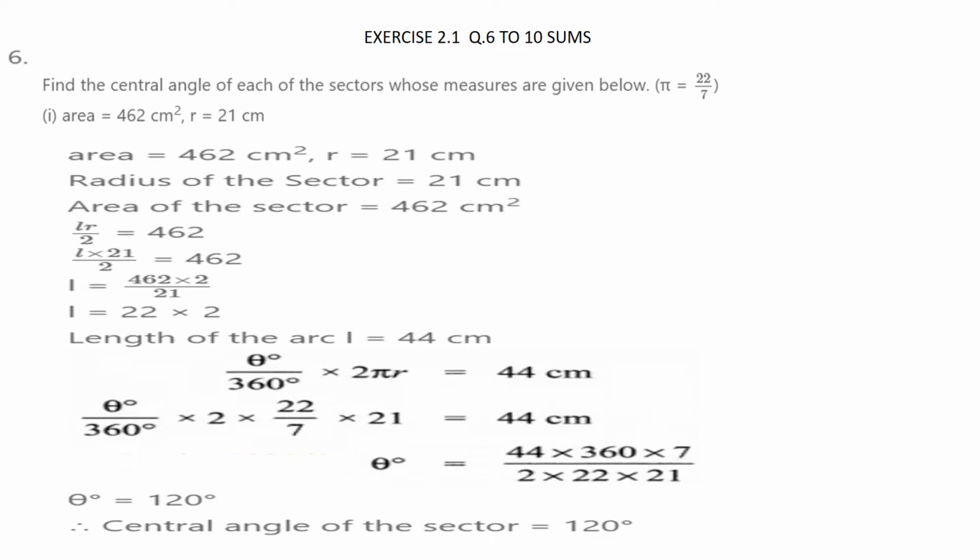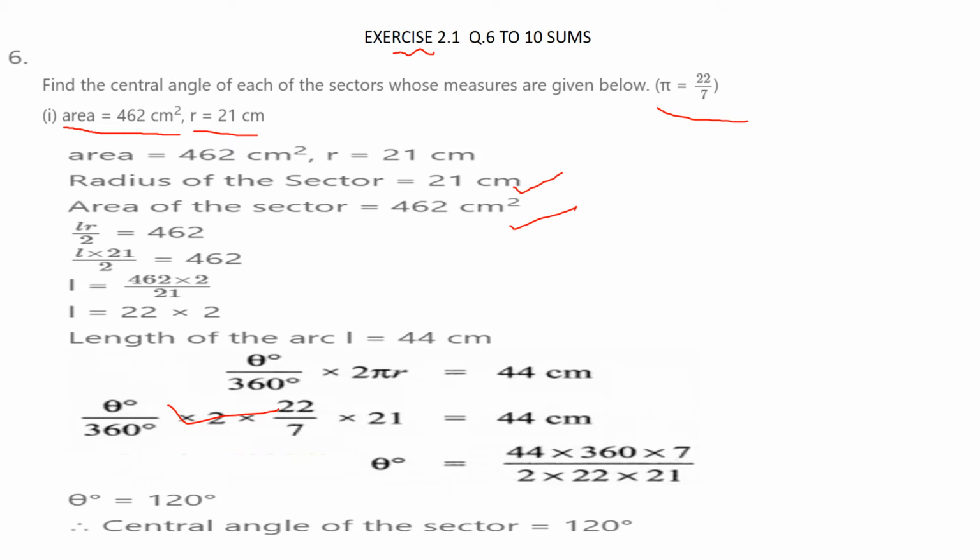Good morning students. Today we are going to discuss exercise 2.1 remaining sums. Find the central angle of each sector whose measures are given below. Area 462 centimeter squared, R is 21 centimeter, and use pi equal to 22/7. So first write the given data: area of the sector 462 centimeter squared, radius 21 centimeter.